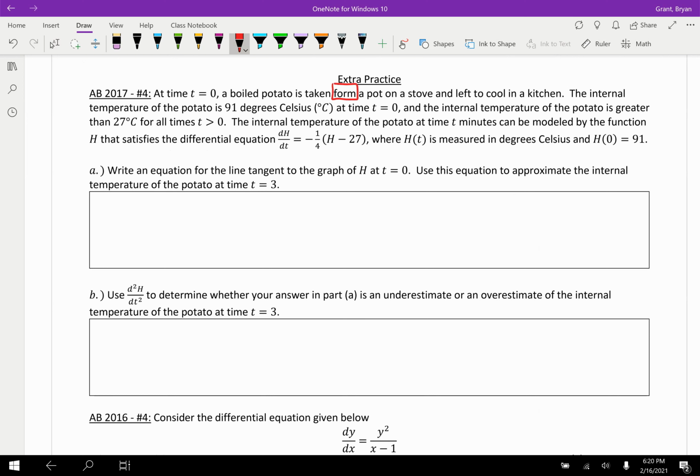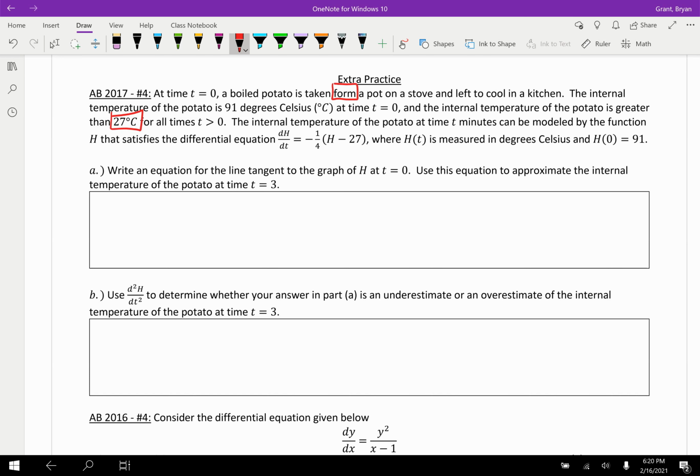And the internal temperature of the potato is greater than 27 degrees for all times t greater than 0. And I always ask my students, any idea why the potato's temperature will always stay greater than 27? And those students, generally the ones in chemistry, usually get it. They're like, wait, isn't 27 degrees Celsius approximately room temperature?